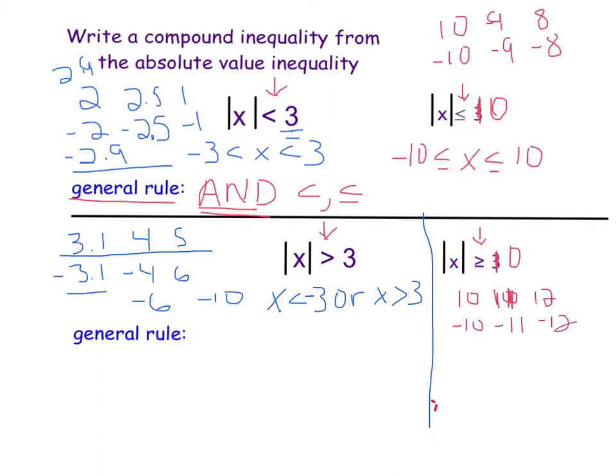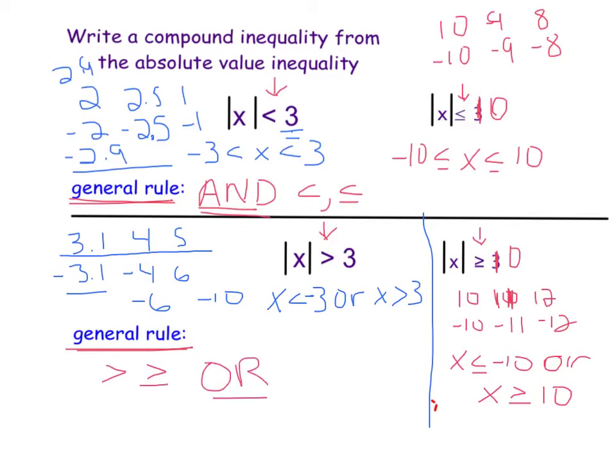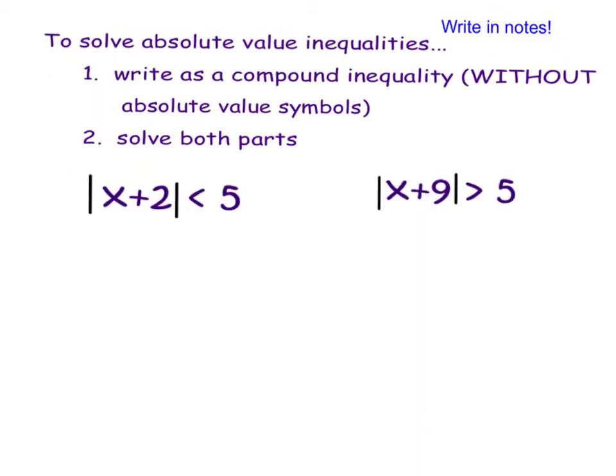So now our inequality is going to be x has to be less than or equal to negative 10, or x has to be greater than or equal to 10. So again, our general rule, what you need to remember is that if the absolute value has a greater than or a greater than or equal to, it is going to be an or compound inequality. You need to somehow write this in your notes so that you remember this and possibly refer back to this slide often. So let's do a couple practice problems.